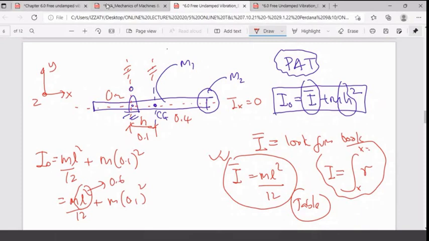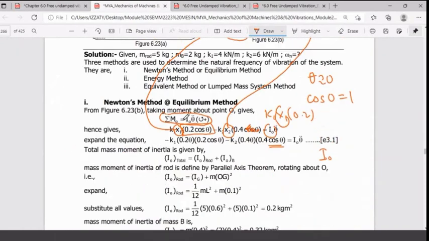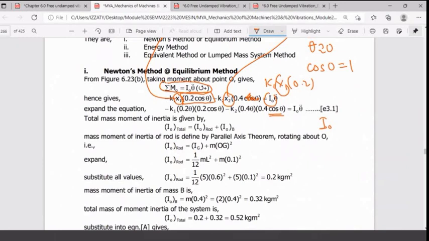So you go back to the solution. Look at here. How is this one in your solution? This one is called the parallel axis theorem.